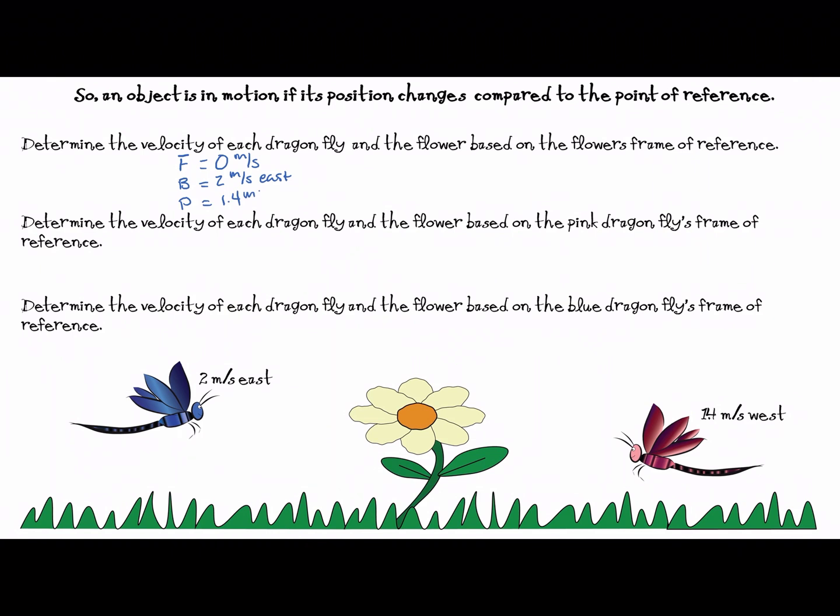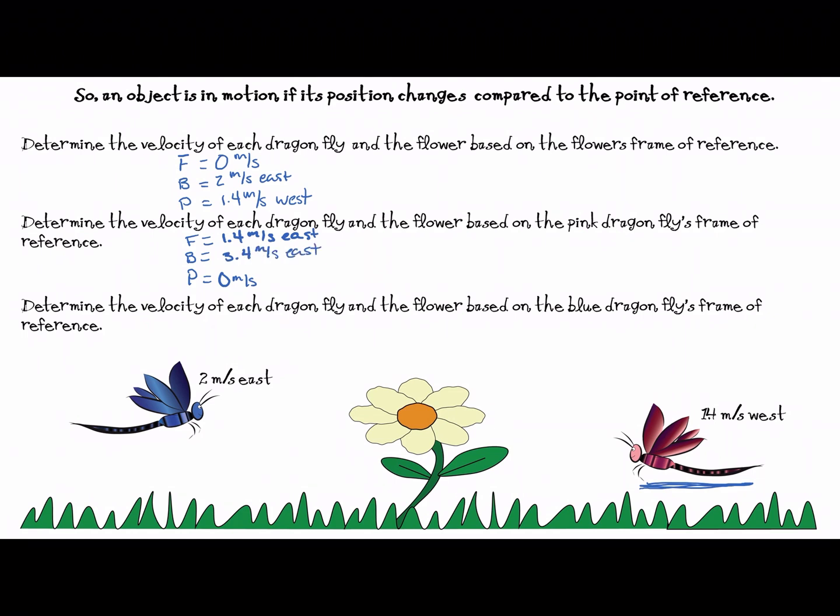Now determine the velocity of each dragonfly and the flower based on the pink dragonfly's frame of reference. So now we're going to say that the pink dragonfly is moving at 0 meters per second. That means that the flower is moving towards the pink dragonfly at 1.4 meters per second east. And the blue dragonfly is moving at 3.4 meters per second east.